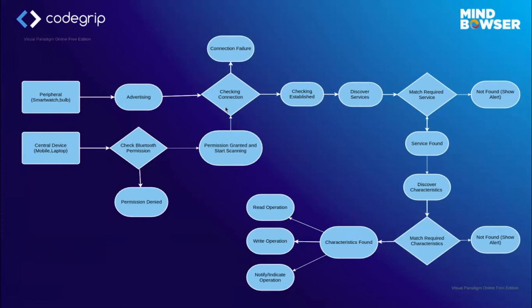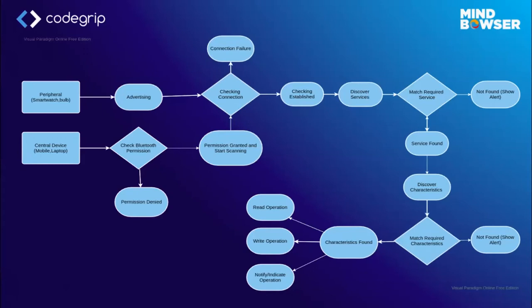After scanning, we are checking whether any connection is available or not. It has two parts: connection failure or connection established. After the connection fails, we can do nothing; the device is already disconnected or a failure operation is performed. After the connection is established, we have to discover services.